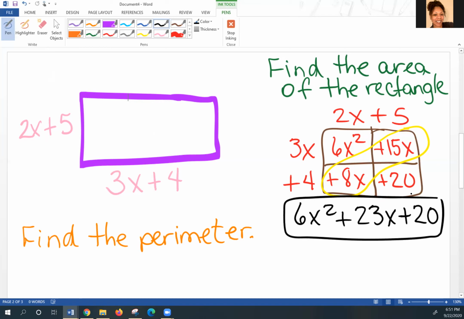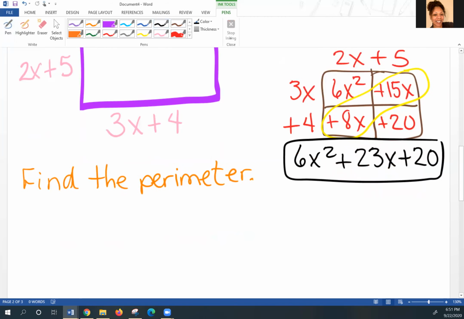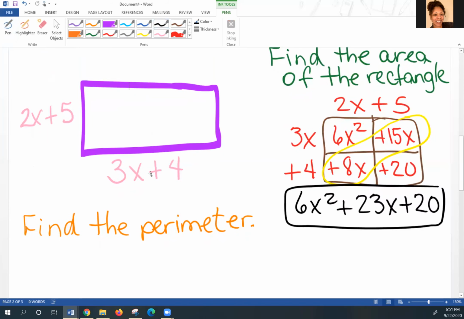If I'm trying to find the perimeter of that same rectangle, then I am going to add all of the sides together. And you may say, but I only have 2 of the sides. You have actually all 4, because again, 3x plus 4 is the same on the bottom as well as on the top. 2x plus 5 is the same on the left-hand side as well as on the right-hand side.